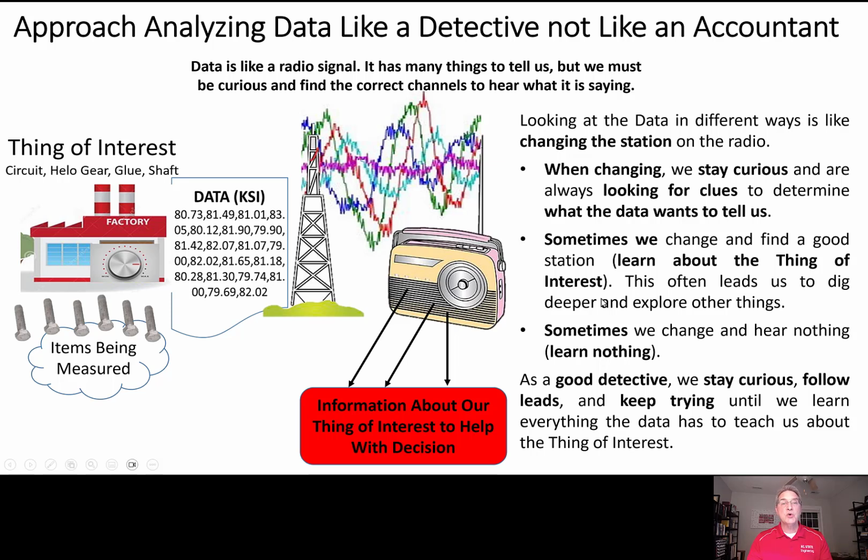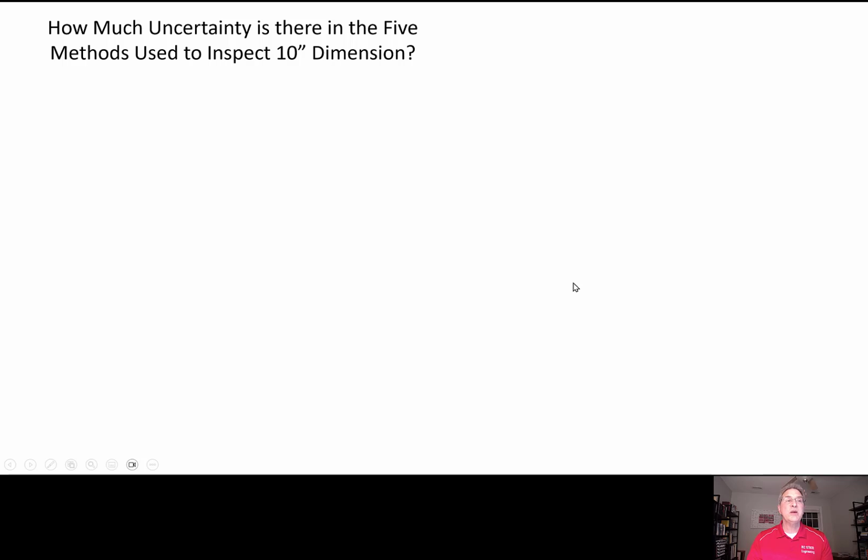Let me just give you two quick examples. I'm not going to go into details of the situation. I just want you to see what getting on the right station can do. So we were interested. We're a factory. We make parts, and we have 5 different methods of measuring a 10-inch part. There's a part that's supposed to have a 10-inch diameter. We have 5 different methods. We wanted to know how much uncertainty there is in those 5 methods.